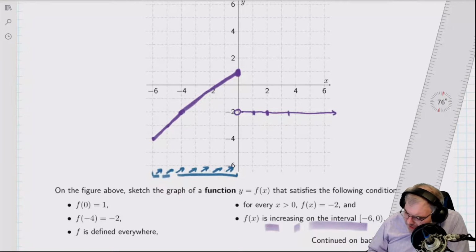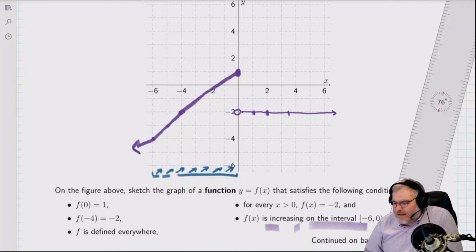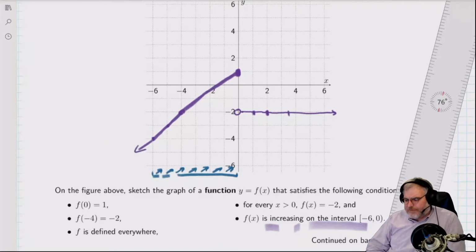Okay. Now when I come back, I've got this other condition that I haven't met. I want it to be defined everywhere. It's defined over here and over here. I just need to make it defined for the rest of them. So anything less than negative 6, I'm just going to draw an arrow that way. It doesn't matter where I draw the arrow. If I wanted to be creative, I could do something like this. That would be fine. It just has to go off to infinity.